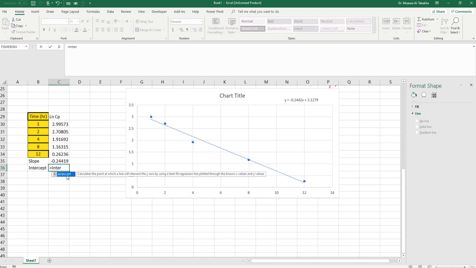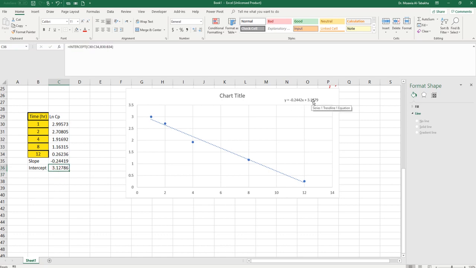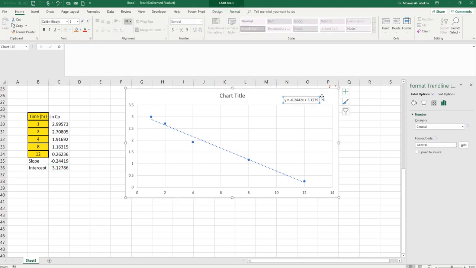And for the intercept, equal to intercept. Then it tells me, okay, put your y's. This is my y. And then put your x. This is my x. And then close. And you will see that this is my intercept. It's the same, 3.1279. Of course 786 becomes 79 here.